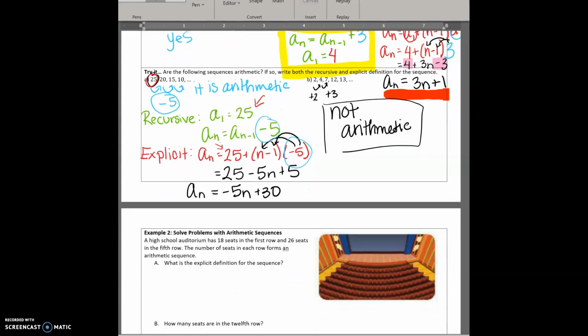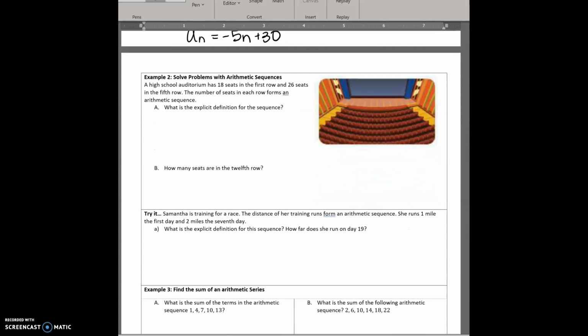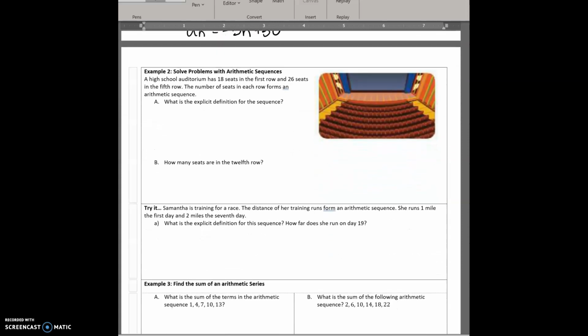So moving on to our example 2. We have a scenario of the high school auditorium, which has 18 seats in the first row, and then 26 seats in the fifth row. Find the number of seats in each row forms an arithmetic sequence, so it tells us it is arithmetic. And then it wants us to write an explicit definition.